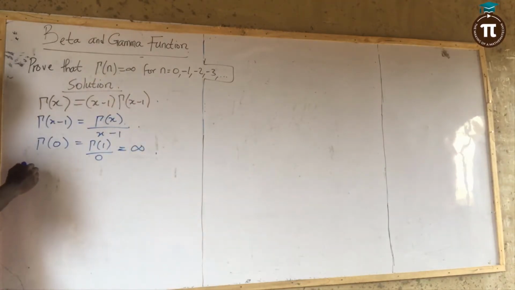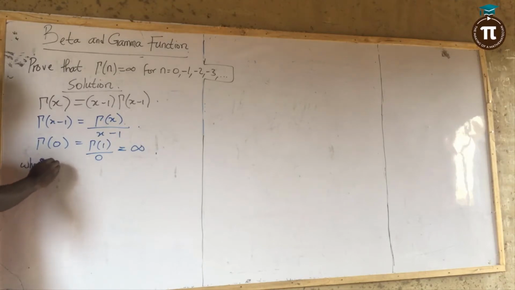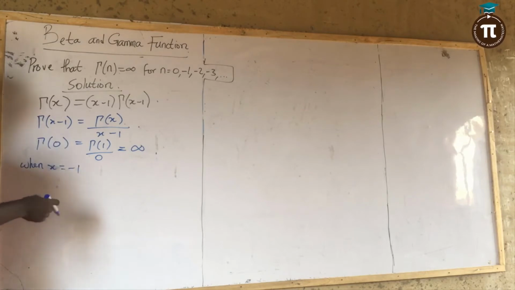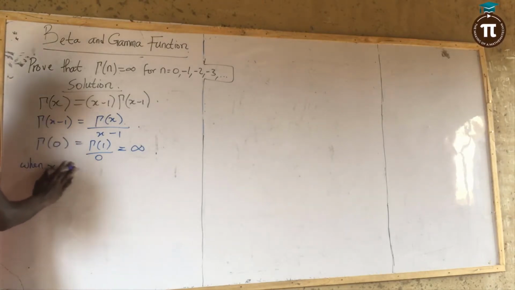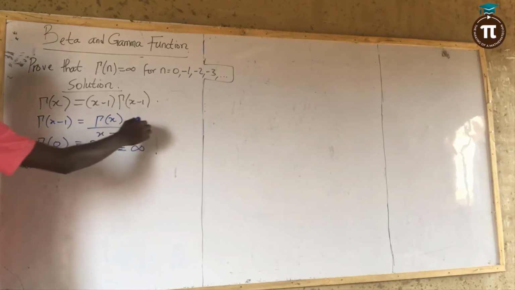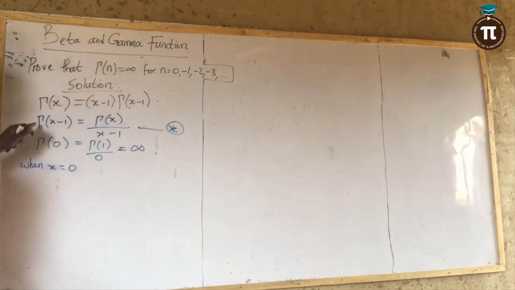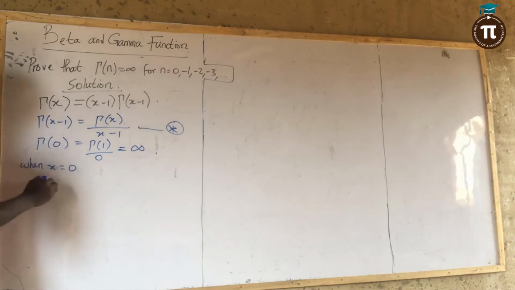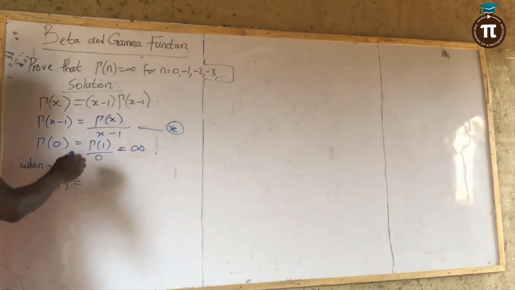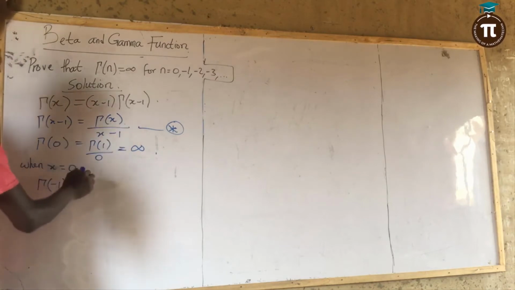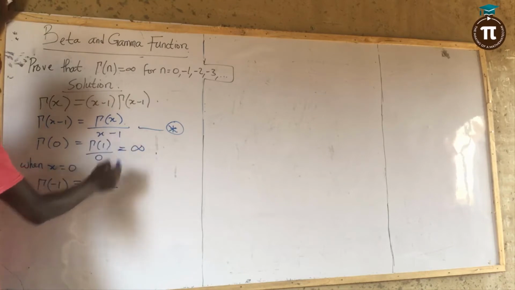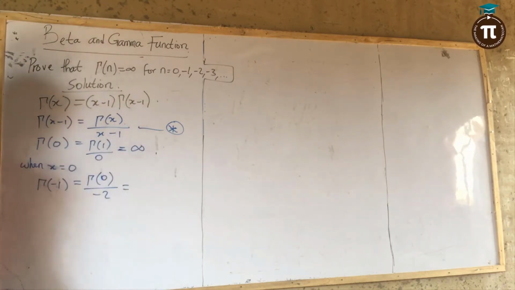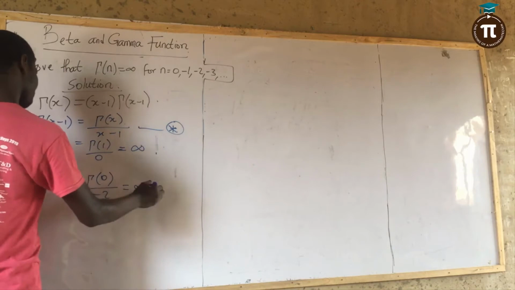Now for n equals minus 1, similarly, when s is 0, from here I'm using this. When s is 0, I have gamma of minus 1 equal to gamma of 0 over minus 1. But gamma of 0 is infinity, so this one will give me infinity.